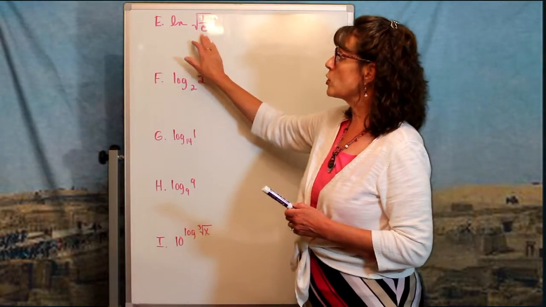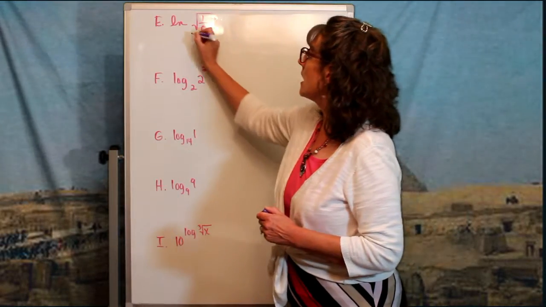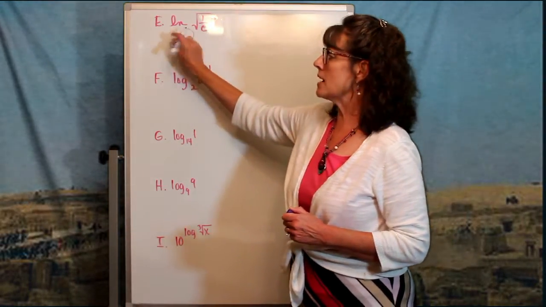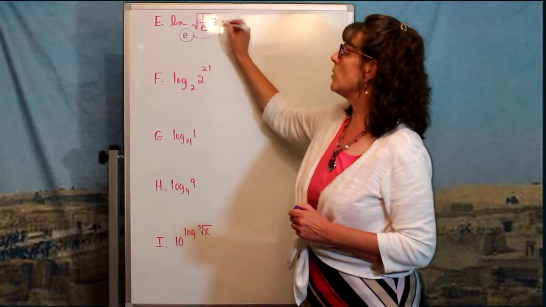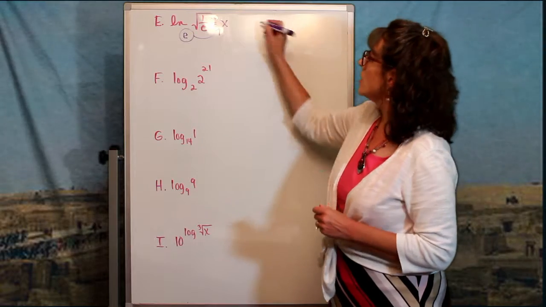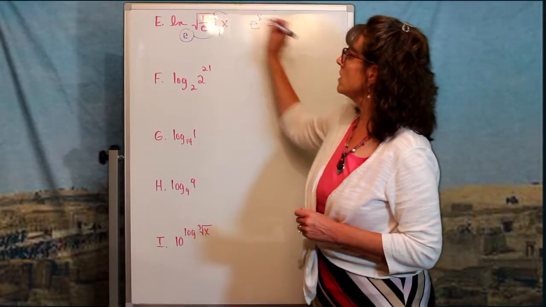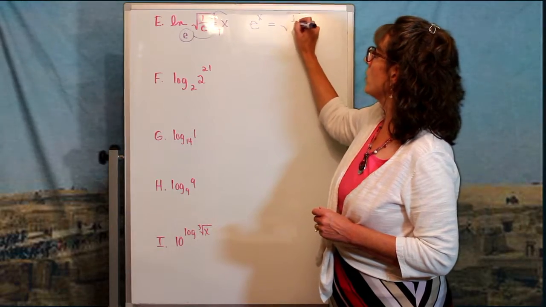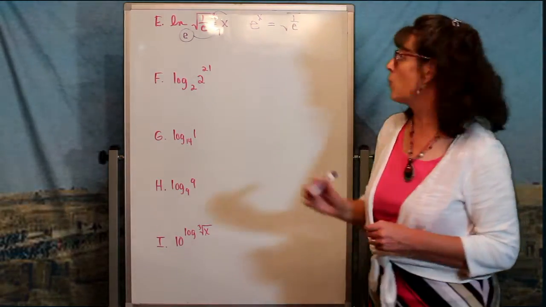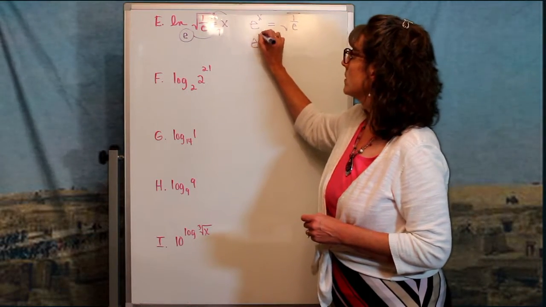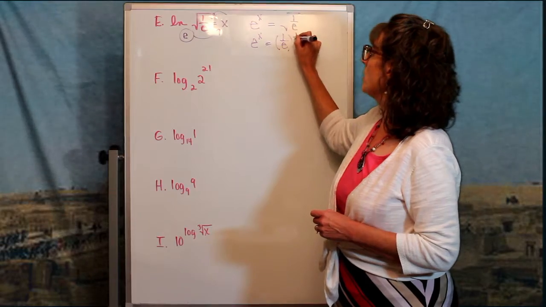Evaluating natural log of square root of 1 over e. So I'm going to rewrite it as base, and remember when it's natural log, it's an understood base of e, to the outside power. I don't know what it is, so I'm going to call it x. So I have e to the x equals that number that's on the inside, that square root of 1 over e. Now remember, square root is going to indicate 1/2 power. So this is going to be 1 over e to the 1/2 power.